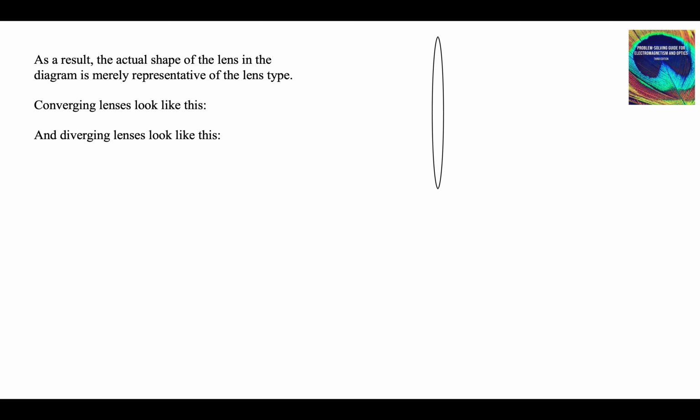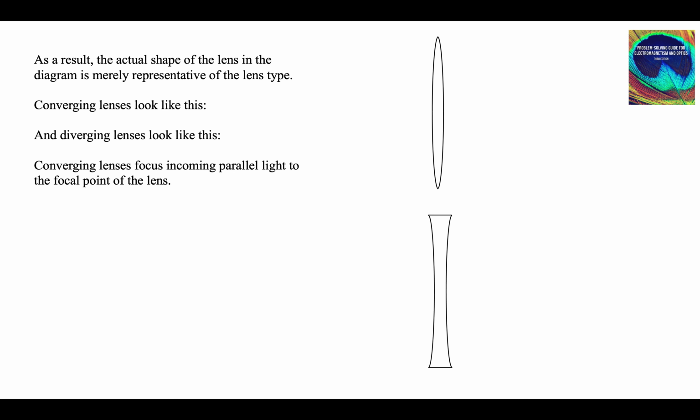So the lens shape is just representative of the type. If you look at that, you say, oh, that's a converging lens. All of them look like that in the ray diagram. Diverging lenses look like that. We don't change the shape if the focal length's different. They all look the same.